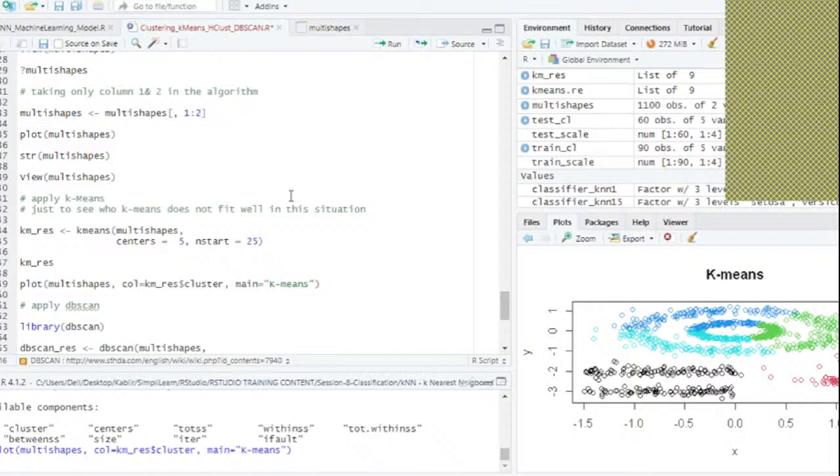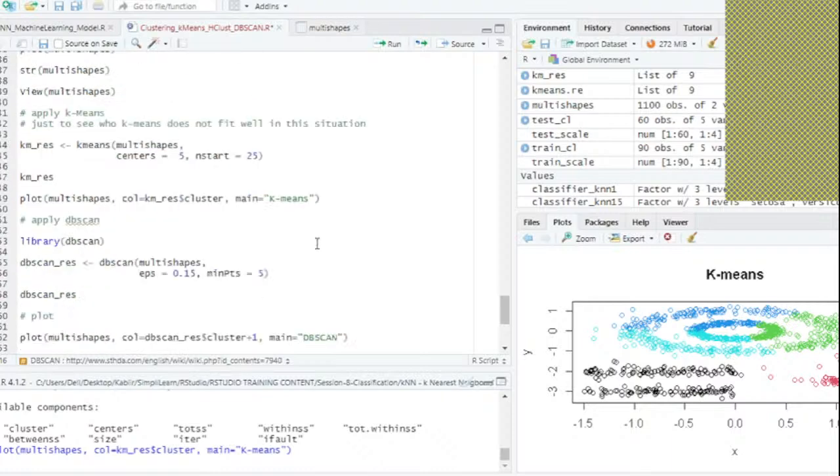Line 249. Once you're done, just mention it in the chat window. Okay, we'll wait for others. Now those who have done till 245, go further and apply DB scan, lines 253 to 258.